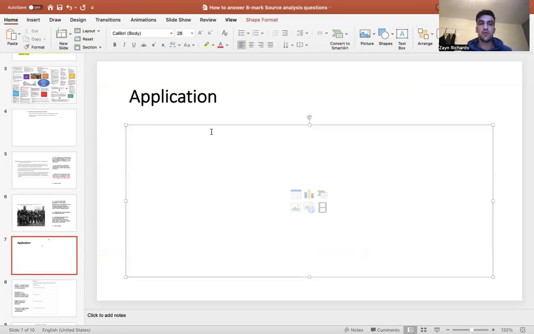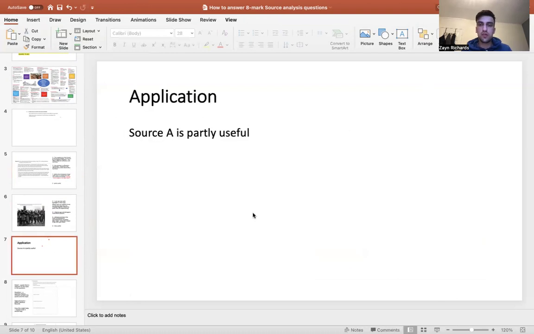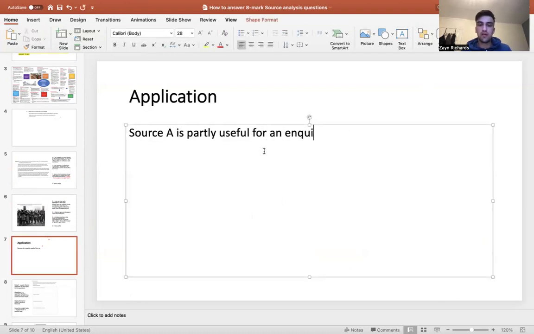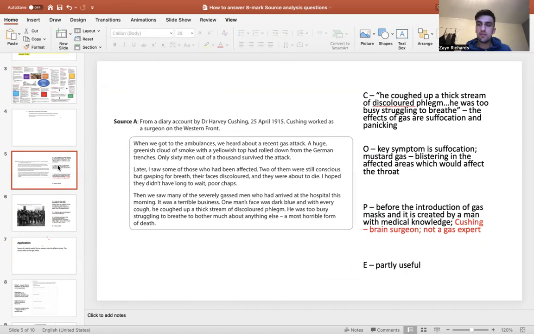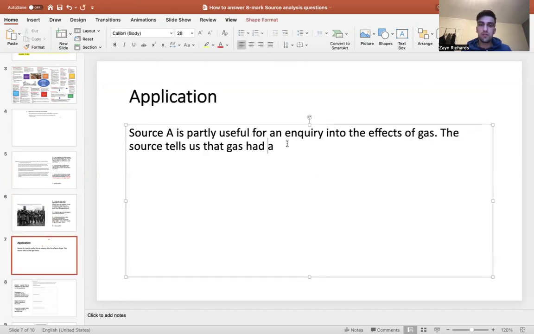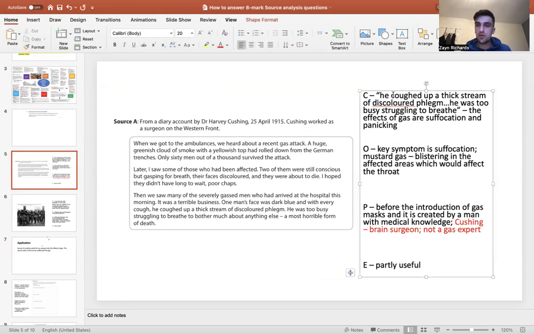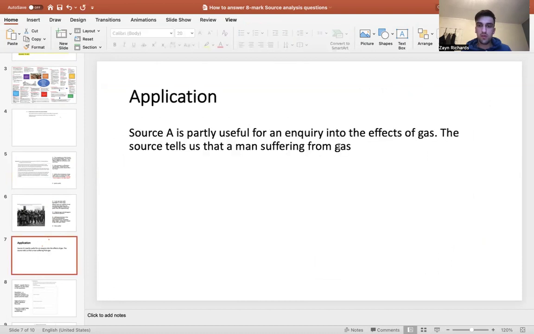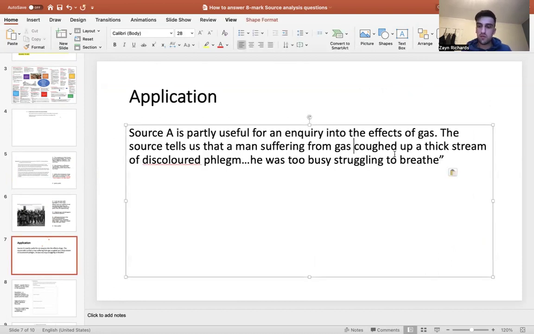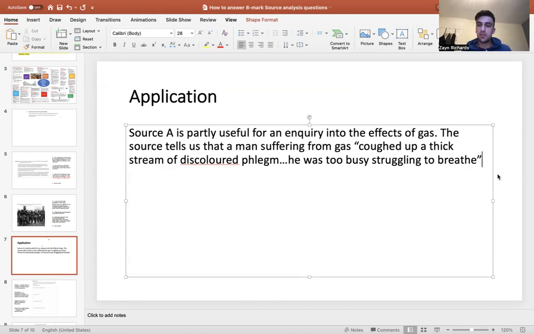And then this is what it should look like when you're writing it up. So I would start by saying source A is partly useful. Source A is a written source. So source A is partly useful for an inquiry into the effects of gas. The source tells us that a man suffering from gas, and I'll just copy and paste my quote, coughed up a thick stream of discolored phlegm. He was too busy struggling to breathe.